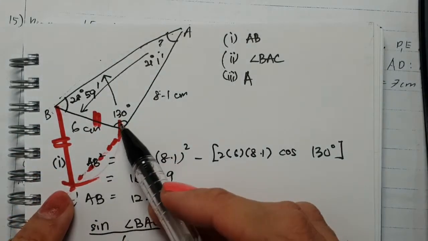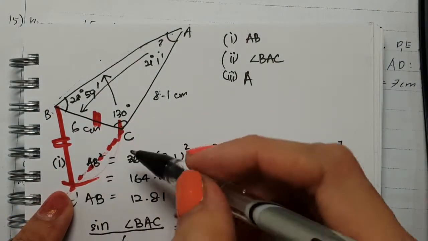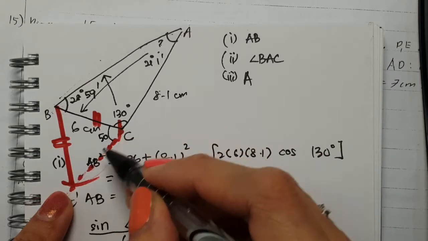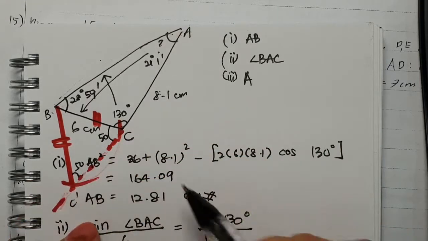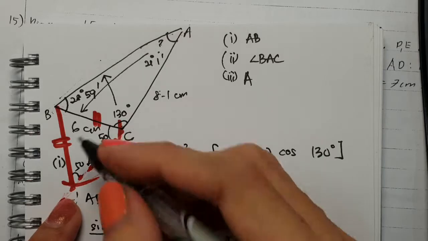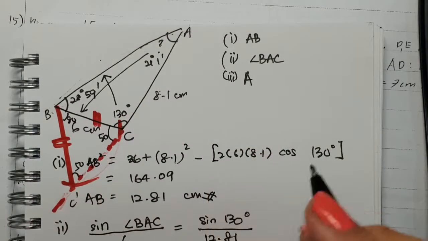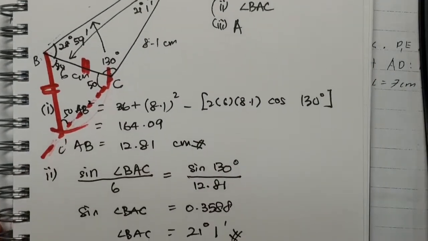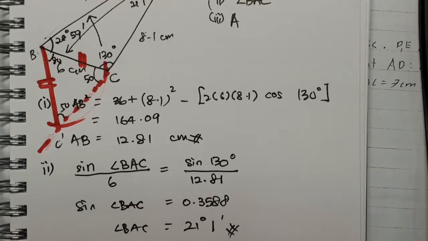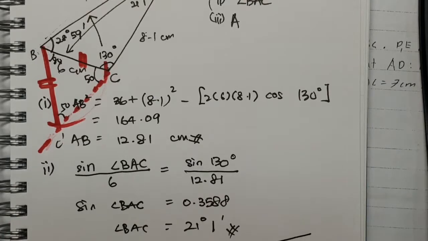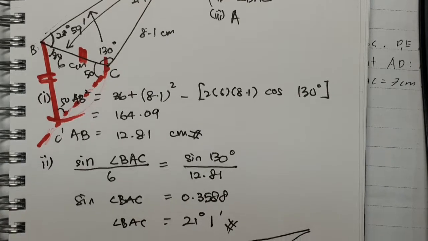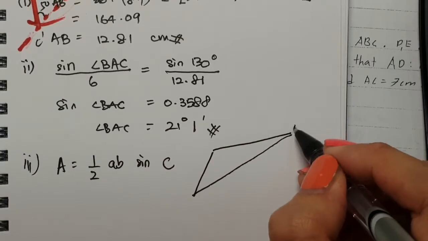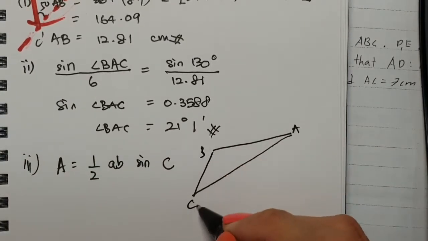And as for this one, this is 130. This is a straight line, isn't it? So we will have 50 over here and 50 over here. Therefore, this one will be 80. So for this triangle, let me illustrate over this side so that we just focus. This is A, this is B, and this is C prime.